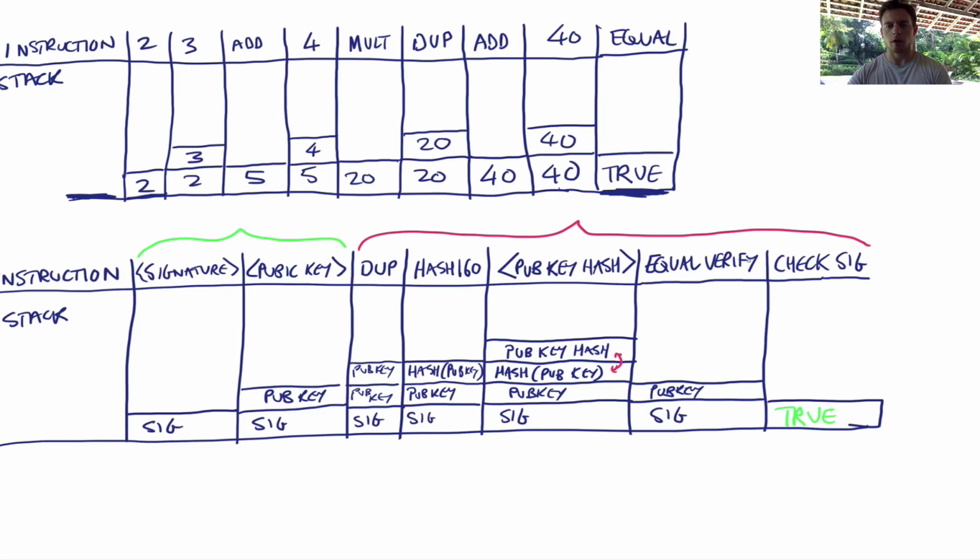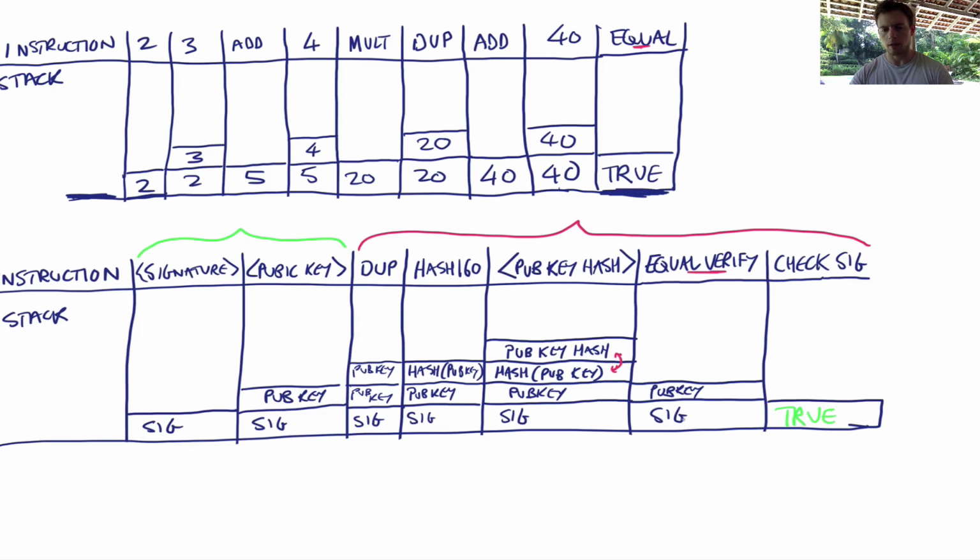And equal verify, which is slightly different to equal, right? Equal took the top two members of the stack and replaced them with true if they're equal and false if they're not equal. Equal verify basically suspends execution of the program unless the top two members of the stack are equal, right? So in this case, we proceed as long as these two are equal, which we expect them to be. Again, I'll go into more detail on why that is. Then we just remove them from the stack and continue.